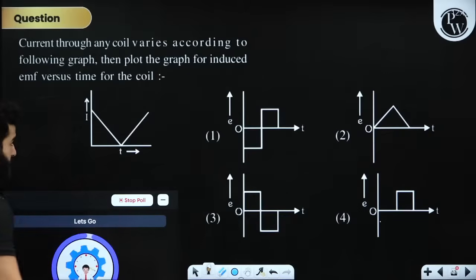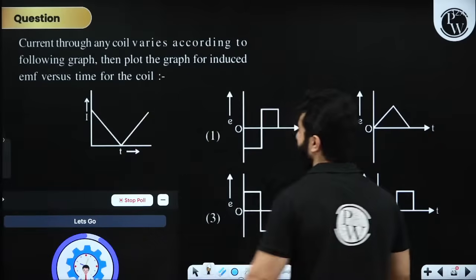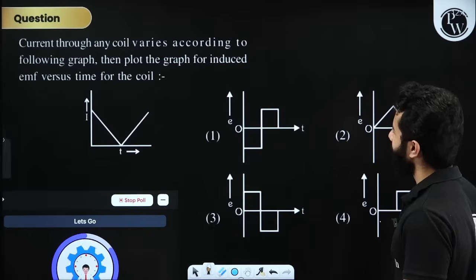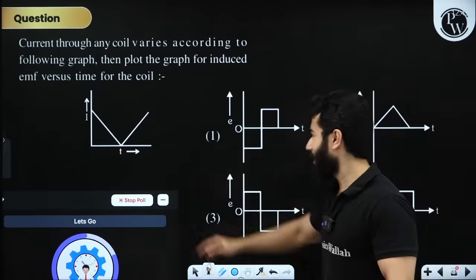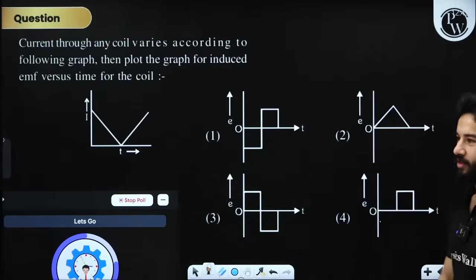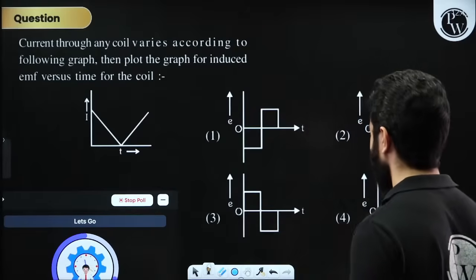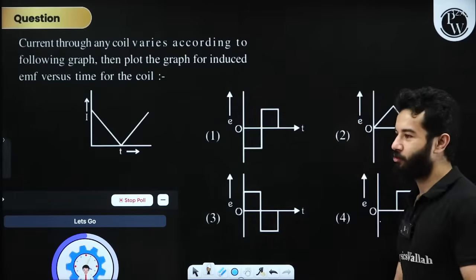Come on. This is the graph through which induced current is there. No, current through any coil. This is current through any coil and you have to find out the induced EMF graph. Be quick. You have to find out the induced EMF graph.